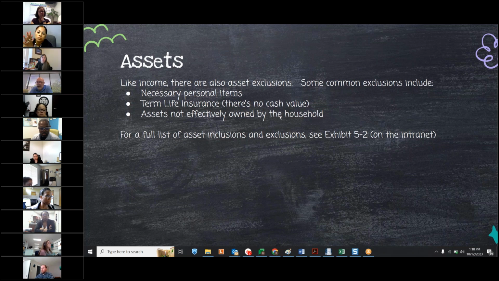Like income, there are asset exclusions. These are kind of the three I thought of. They're probably the most common. So necessary personal property. My car gets me to and from work. It's not like a hot rod that I use on the weekends, so it's not an asset. Term life insurance is something that doesn't have a cash value. It only has a cash value if you die. So it is not an asset. And then lastly, to our point earlier, if it's not effectively owned by the household, it's not their asset.